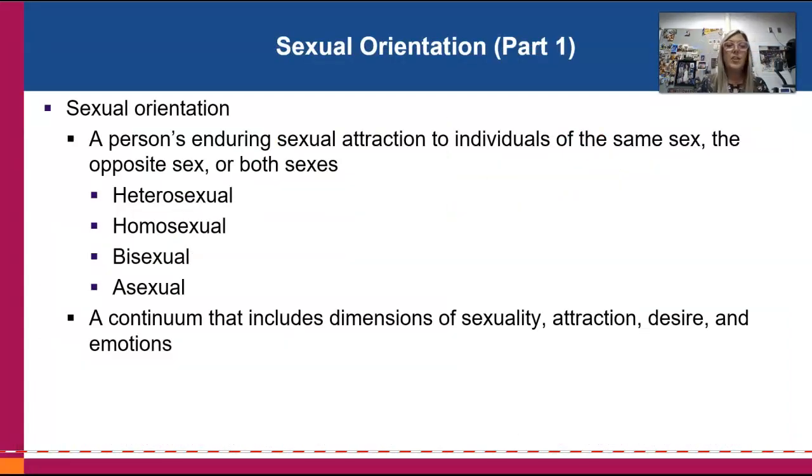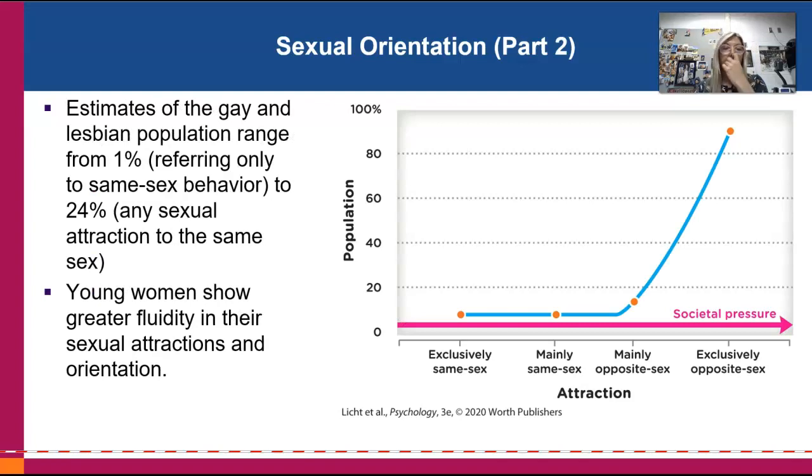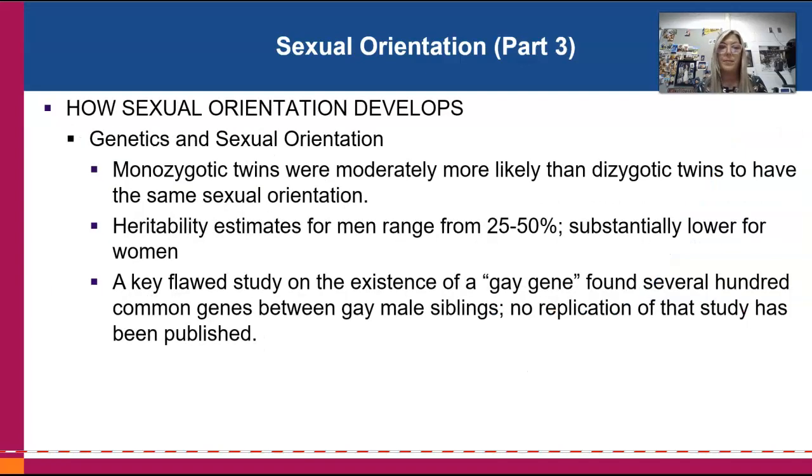Okay, sexual orientation. This is a person's enduring sexual attraction to individuals of the same sex, opposite, or both. So you've got heterosexual, homosexual, bisexual, and asexual. And then a continuum that includes dimensions of sexuality, attraction, desire, and emotions. When we look at percentages, estimates of the gay and lesbian population range from 1%, referring only to same-sex behavior, to 24% for any sexual attraction to the same sex. Young women show greater fluidity in their sexual attractions and orientation. It kind of makes sense with females, especially younger females.